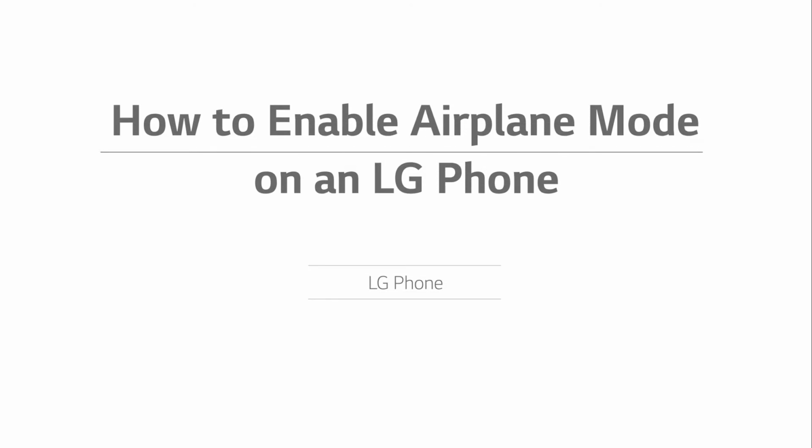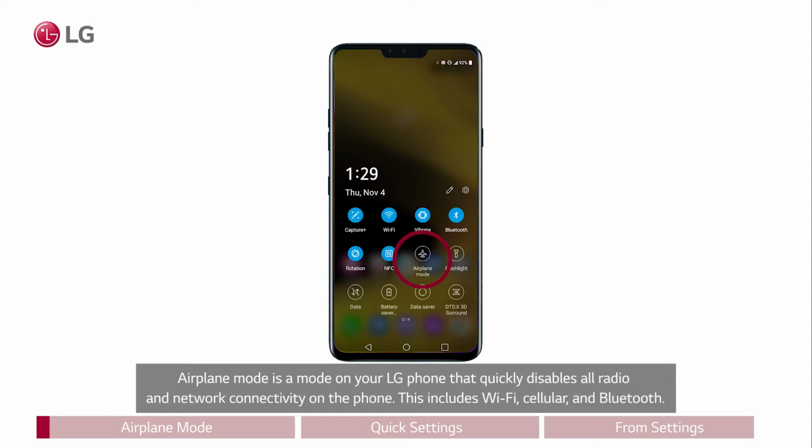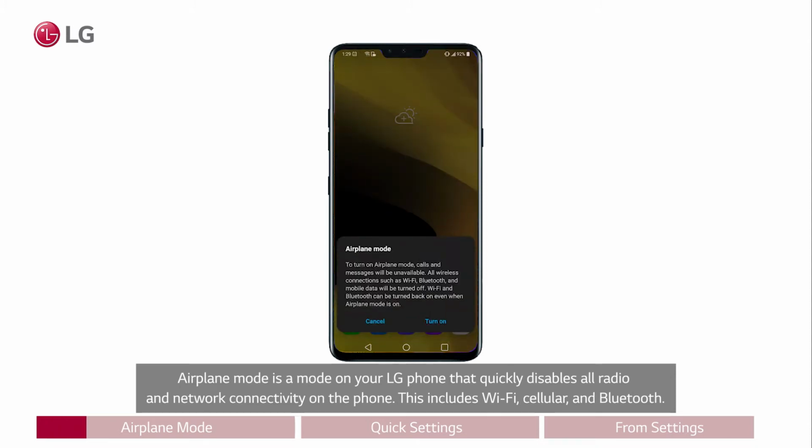How to enable airplane mode on an LG phone. Airplane mode is a mode on your LG phone that quickly disables all radio and network connectivity on the phone. This includes Wi-Fi, cellular, and Bluetooth.